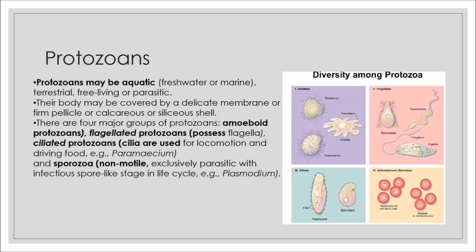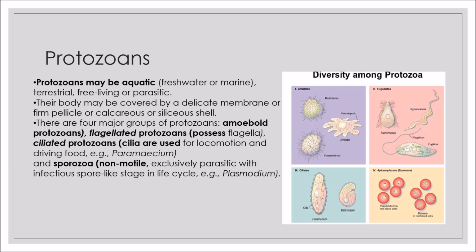And finally, sporozoa. So these sporozoa, they are non-motile. They cannot move from one place to another. And they are mostly parasitic. That is, they live on other living cells with infectious spore-like stage in the life cycle. What these parasites do is they affect the host cell and give some infection to them.